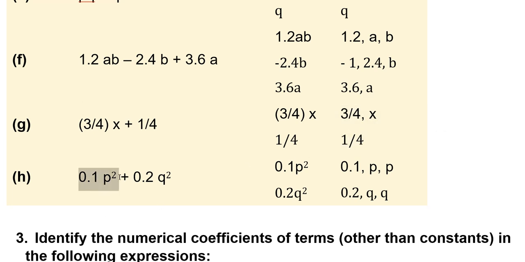H: 0.1 p square plus 0.2 q square. 0.1 p square and 0.2 q square are the terms. Factors: 0.1, p, 0.2, q.